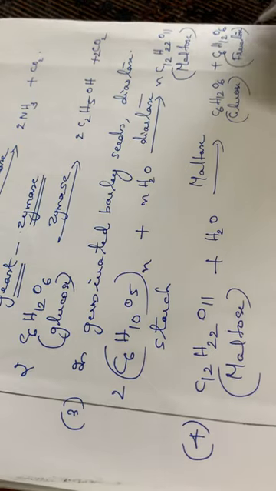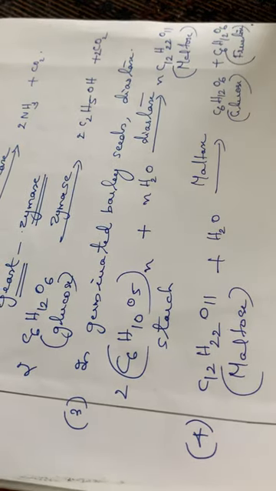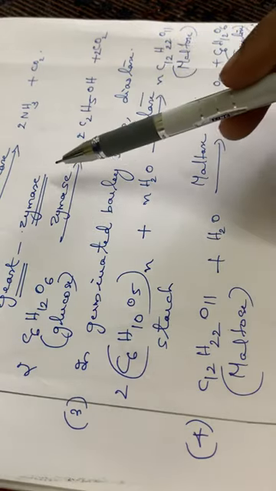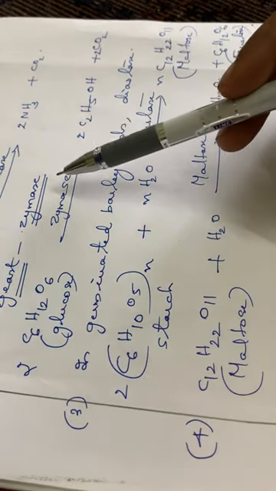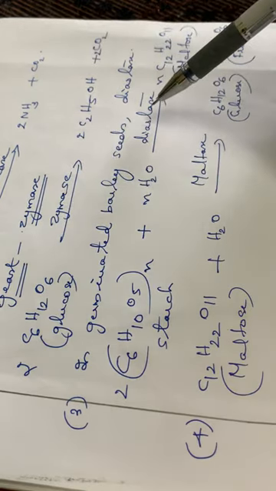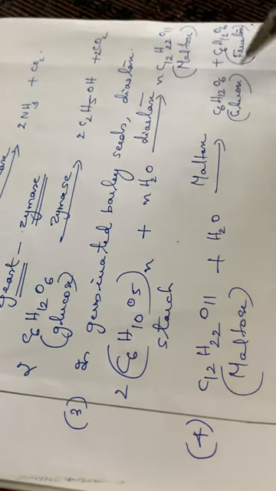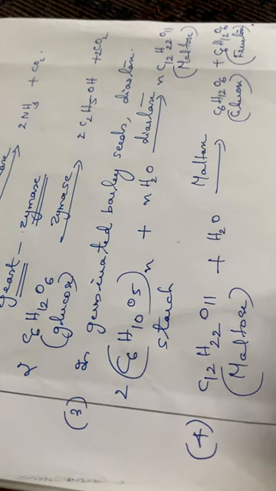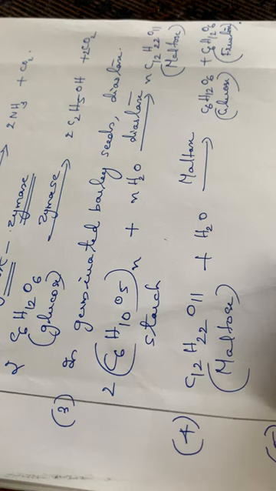So these are some of the enzymatic reactions. Here you have to go through some of the examples: the enzyme present in yeast, then urease, then in germinated barley seeds diastase, and also the reactions. Then one more reaction is with the enzyme invertase. This invertase will convert cane sugar to glucose and fructose.